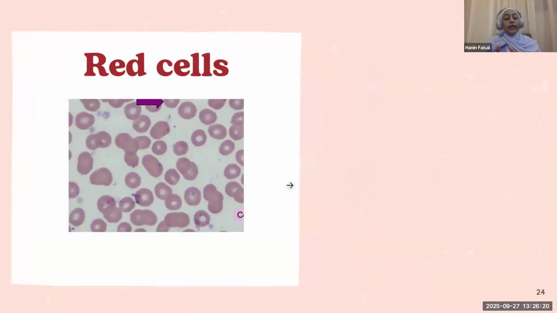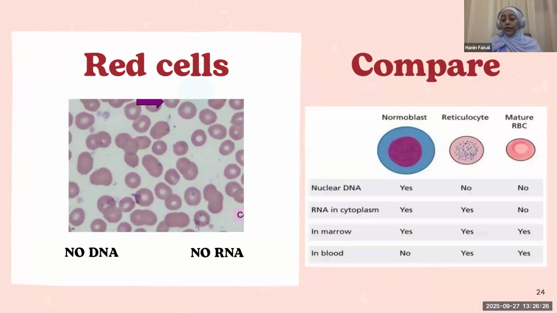Now, after the reticulocyte, they become red blood cells. The red blood cell has no DNA and no RNA. So if you want to compare the differences between the reticulocyte and the red blood cell, both of them do not have DNA. Reticulocytes have those fragments of RNA, red blood cells don't.